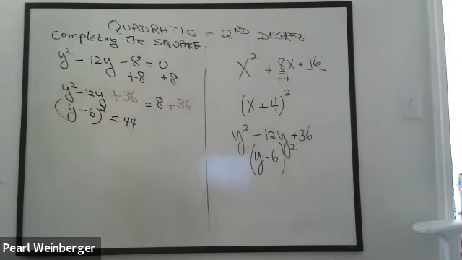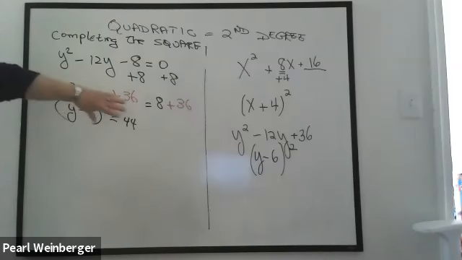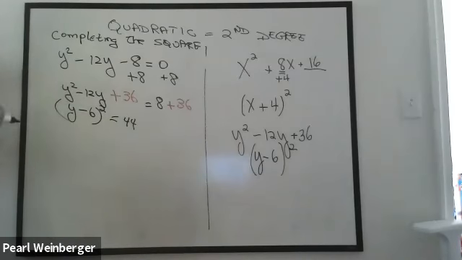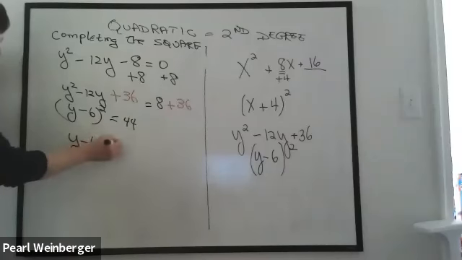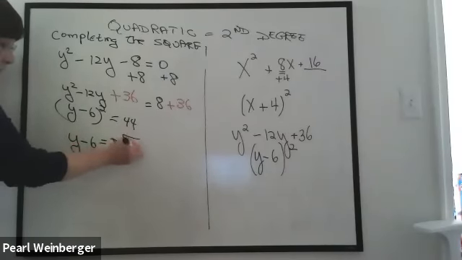And if you notice, this is just like the questions that we were doing before. I have something squared equaling a number. So I can use my square root method. Since this is a binomial squared, when I take its square root, it just gives me the y minus 6. On the other side, I do plus or minus the square root of the number, which is 44.